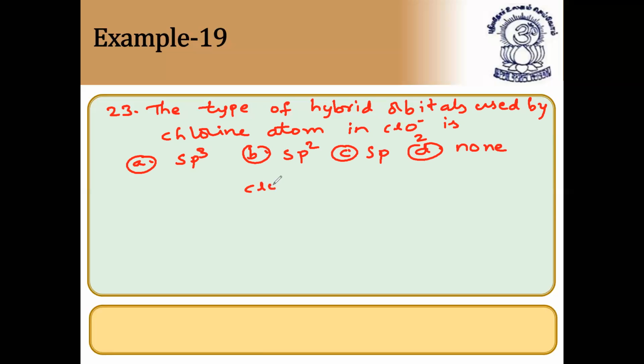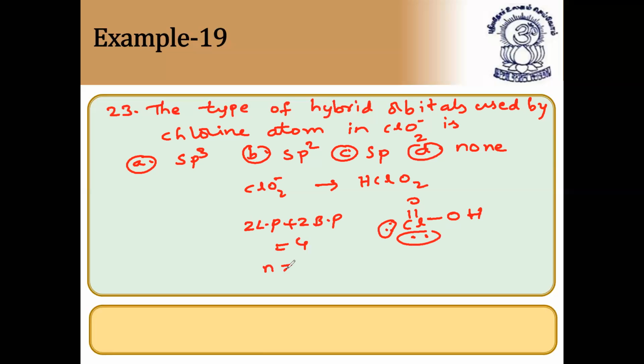ClO2 minus can be taken simply as HClO2. In this case, it has one OH and one Cl double bond to oxygen. So chlorine combines with one oxygen, and with the other oxygen which carries hydrogen. That gives two bond pairs and two lone pairs. So two lone pairs plus two bond pairs makes 4, so n is equal to 4, which means the hybridization is sp3.